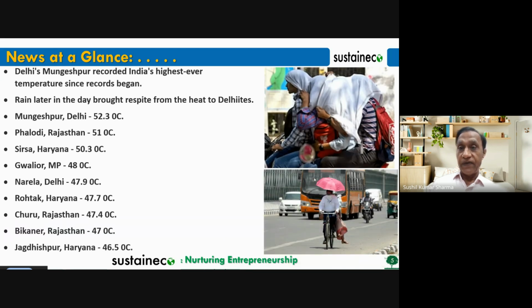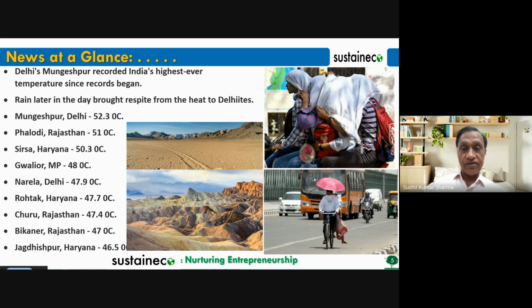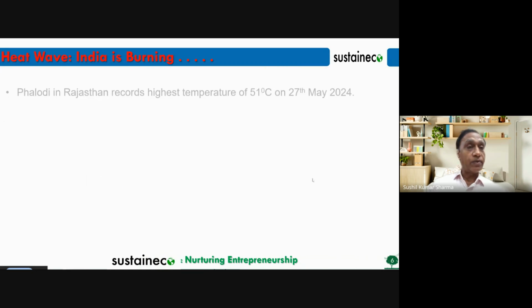And the different real life stories speak about the hardships citizens have faced and are facing during this ongoing heat wave. Death Valley is famous as the hottest place on earth and is also the driest place, which is in North America. The world record highest air temperature of 56.7 degrees centigrade was recorded on 10th July in 1913. That is 111 years before, roughly.